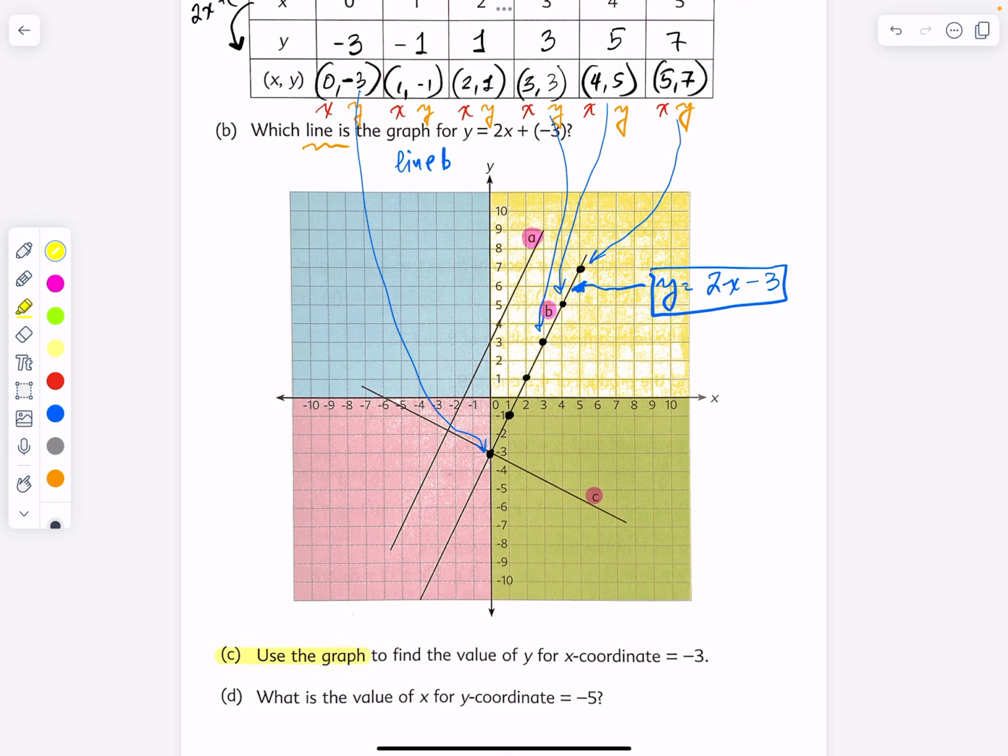Use the graph to find the value of y when x is negative 3. Well, step 1, let's find x that's negative 3. Let's drop down to line B. And y is negative 9. So we have a point, negative 3. When x is negative 3, y is negative 9. What is the value of x for y equals negative 5?